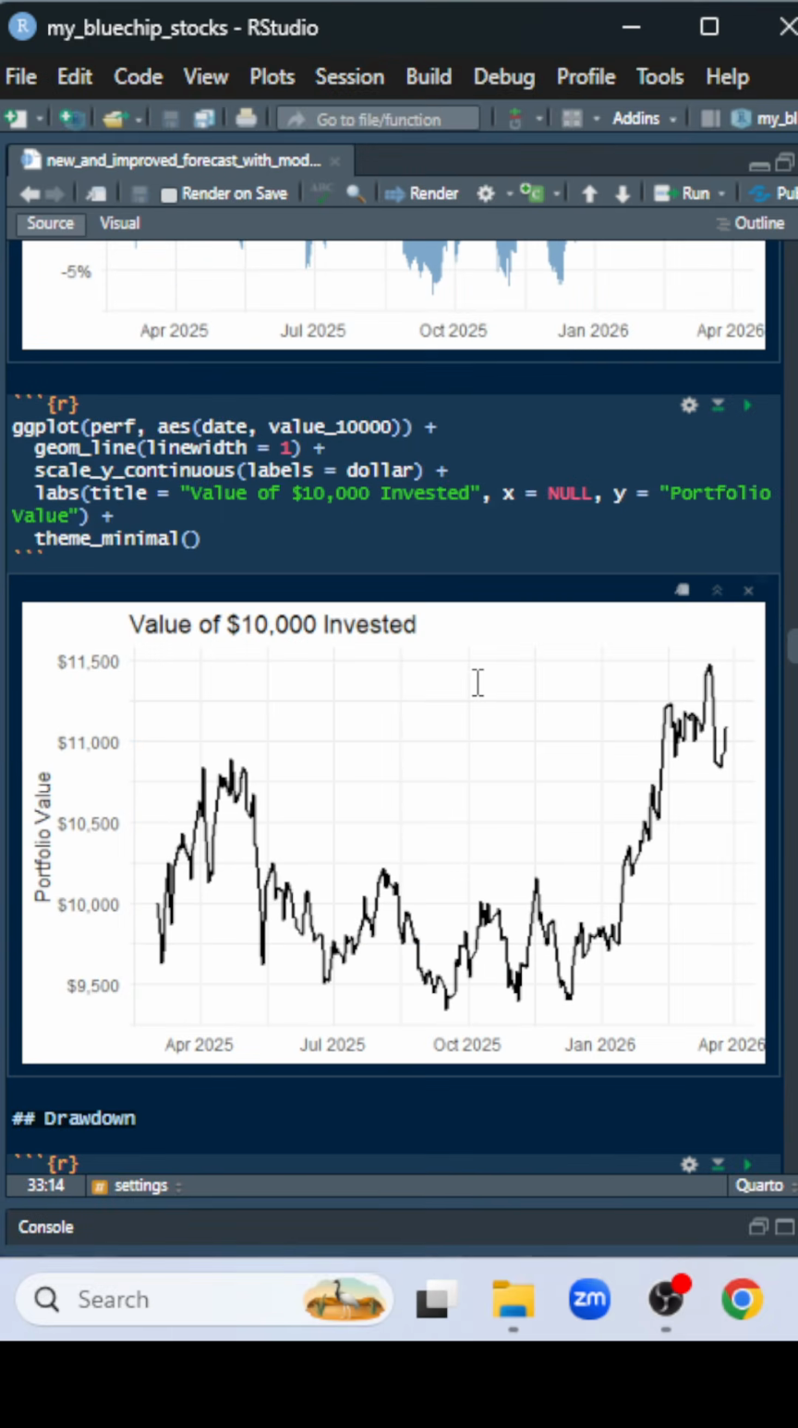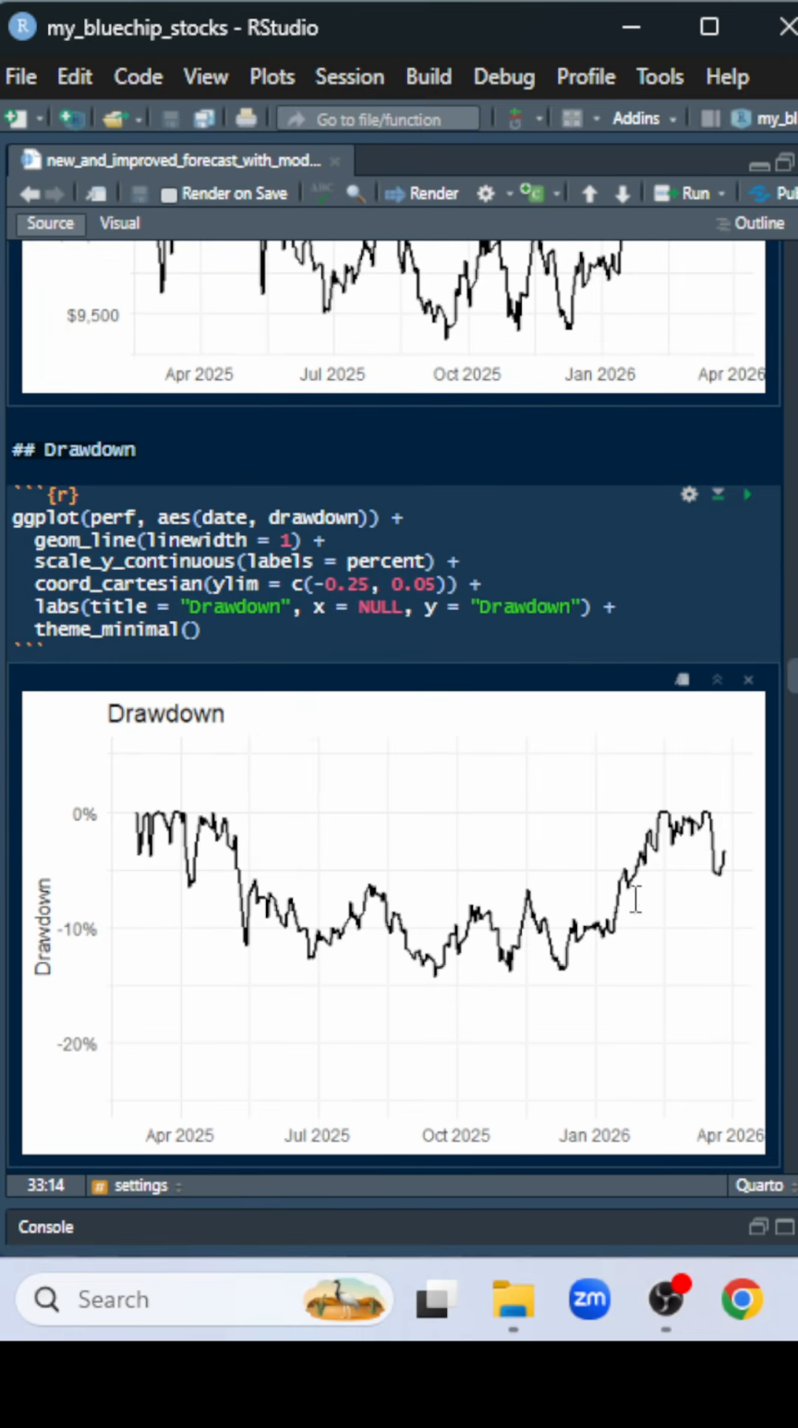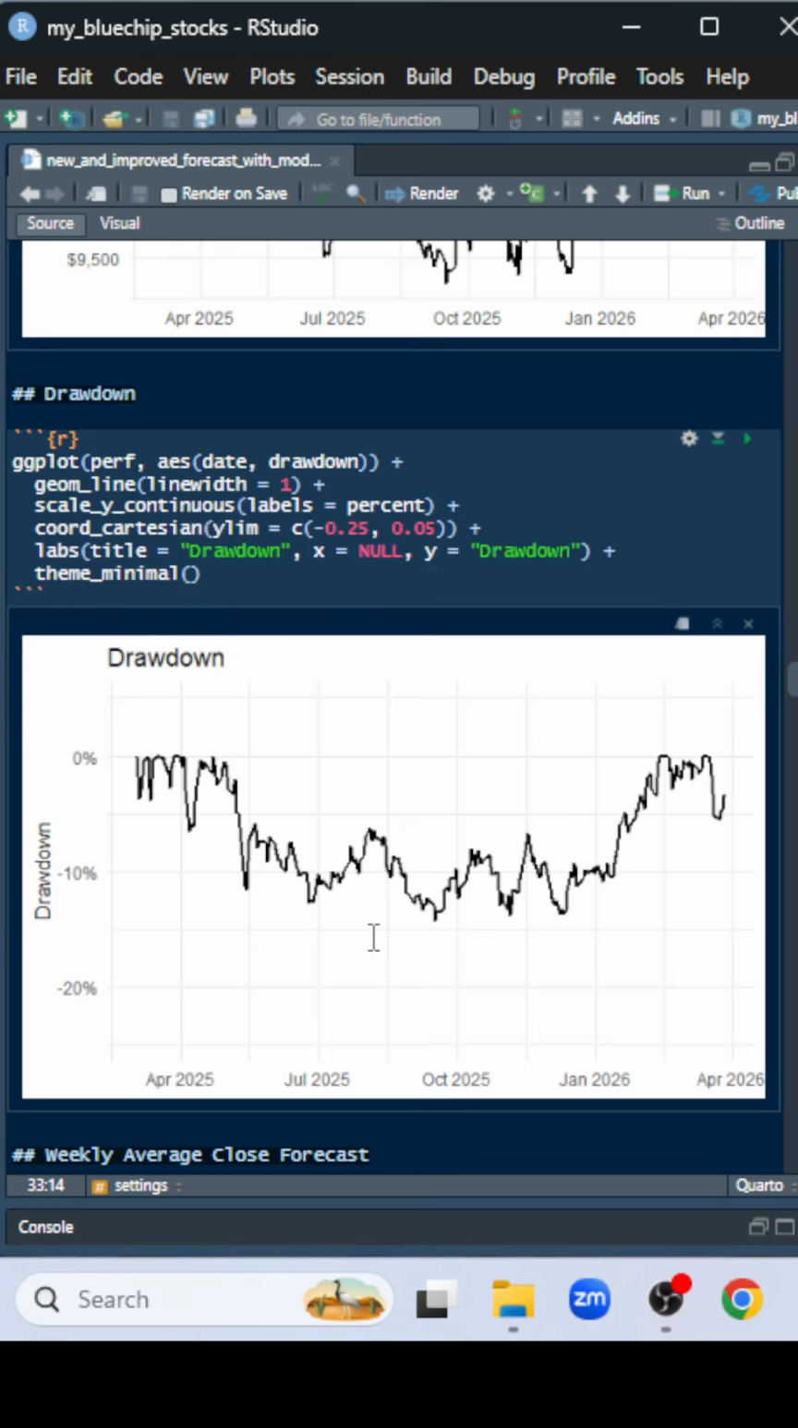Okay. What if you invested $10,000 back in April? That would now be worth about $11,000. You're up between $800 and $1,000 to date. All right, drawdown, a little bit of crashes, maybe not so surprising for a stock like Consolidated Edison.